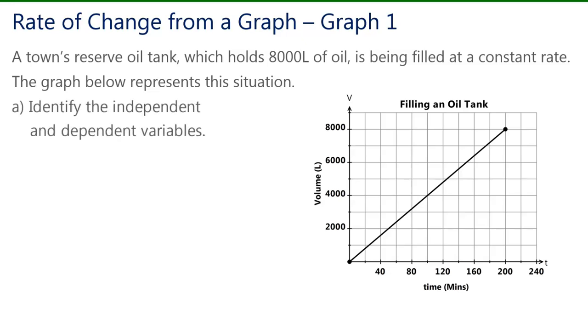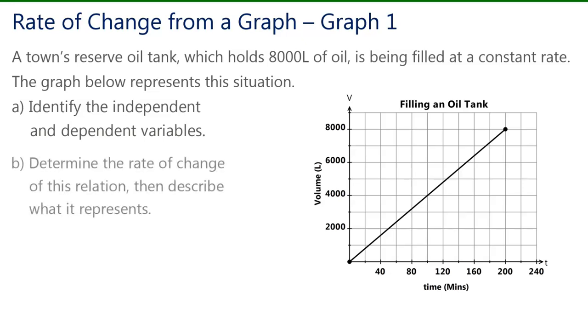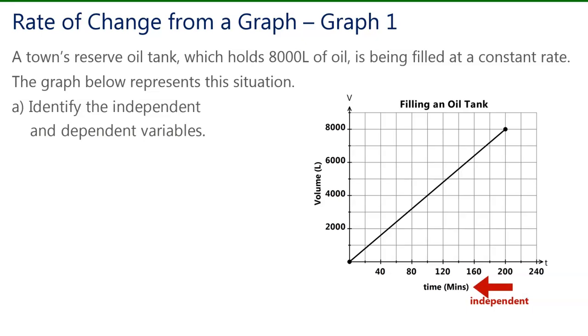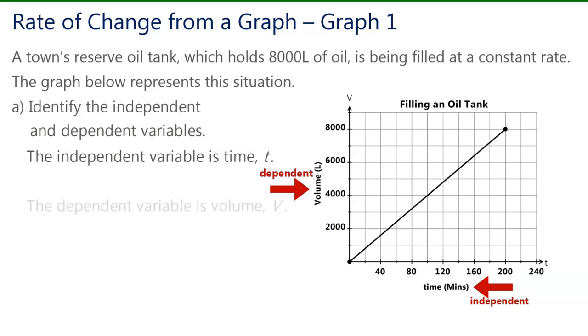First, we need to identify the independent and dependent variables. Next, we need to determine the rate of change of this relation, then describe what it represents. The independent variable is on the horizontal axis, and this is time t. The dependent variable is on the vertical axis. This is the volume V.